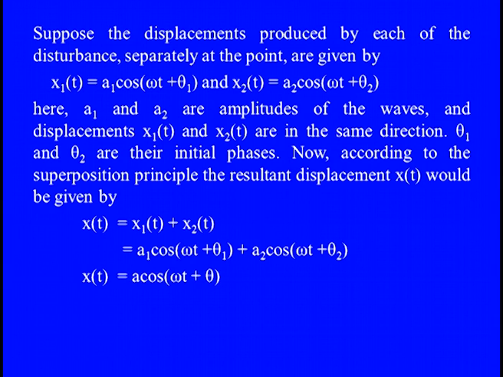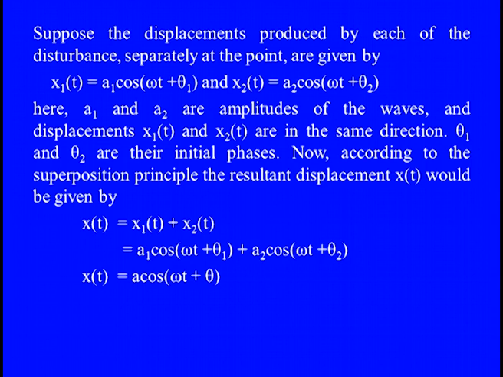Suppose the displacements produced by each of the disturbances separately at the point are given by x1(t) = a1 cos(ωt + θ1) and x2(t) = a2 cos(ωt + θ2). Here a1 and a2 are the amplitudes of the waves, and displacements x1 and x2 are in the same direction. θ1 and θ2 are their initial phases.